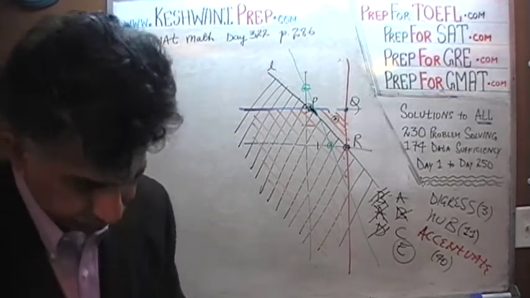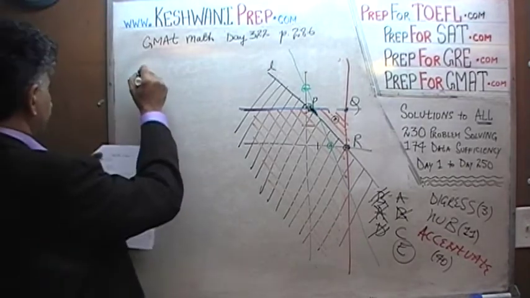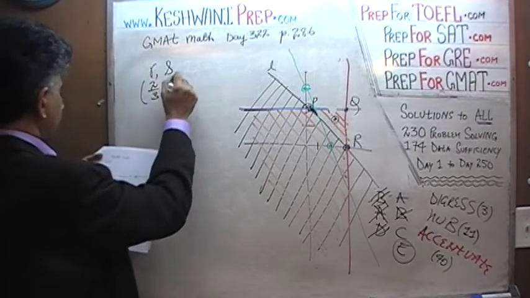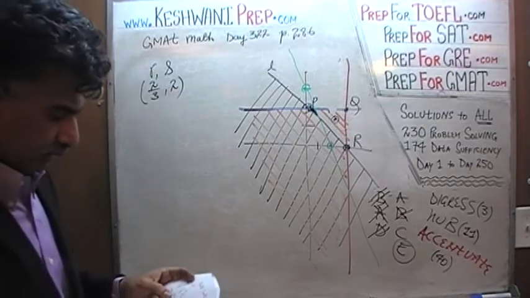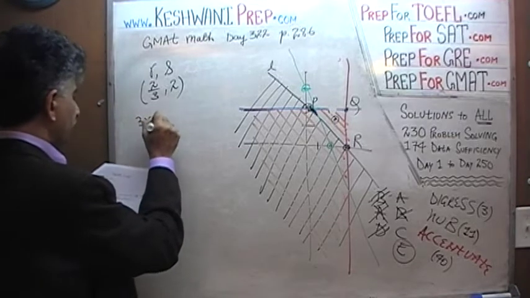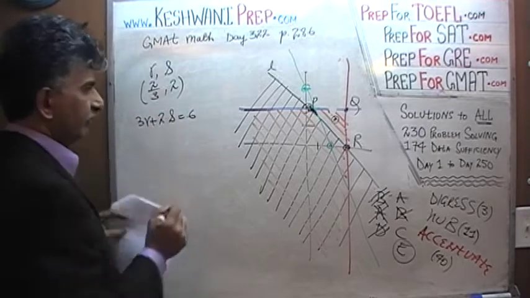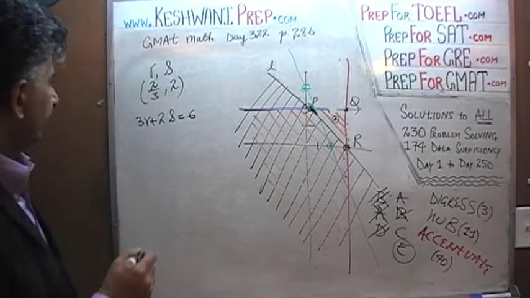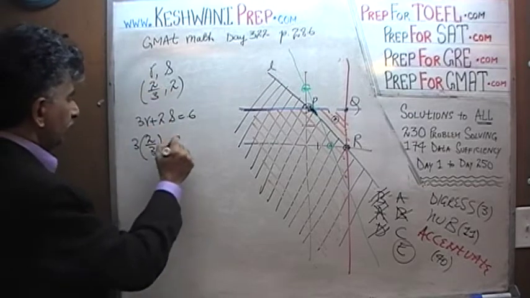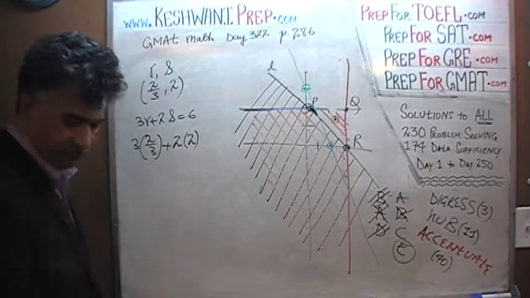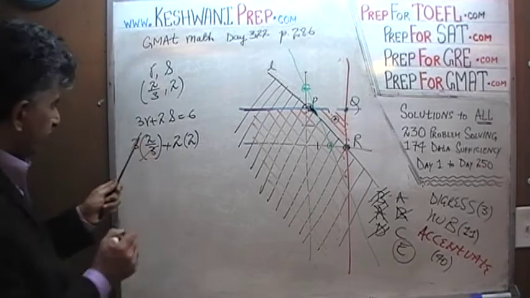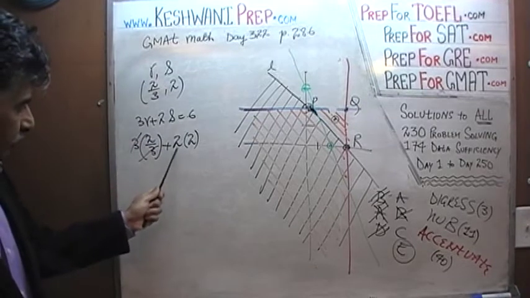How about R and S, we are told, how about 2/3 and 2? First of all, notice that the condition that is given to us is 3R plus 2S equals 6. R is 2/3, so it's 3 times 2/3 plus 2 times S, which is 2. And watch what happens. The 3 is going to cancel out and we get a 2 here. And this is 2 plus 2 times 2 is 4. 4 plus 2 is 6.